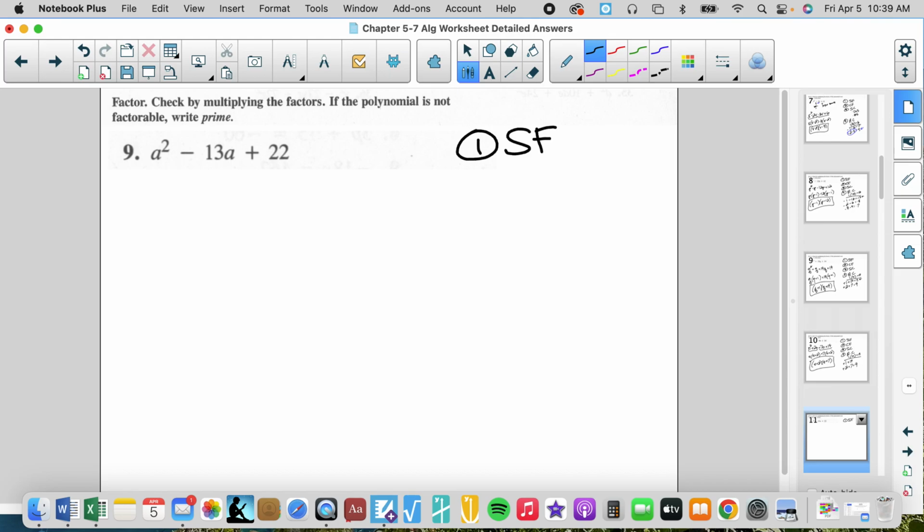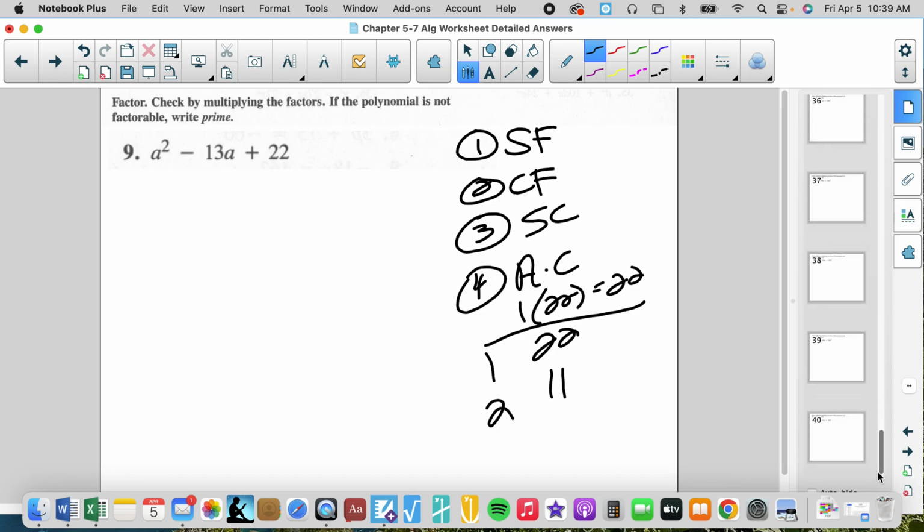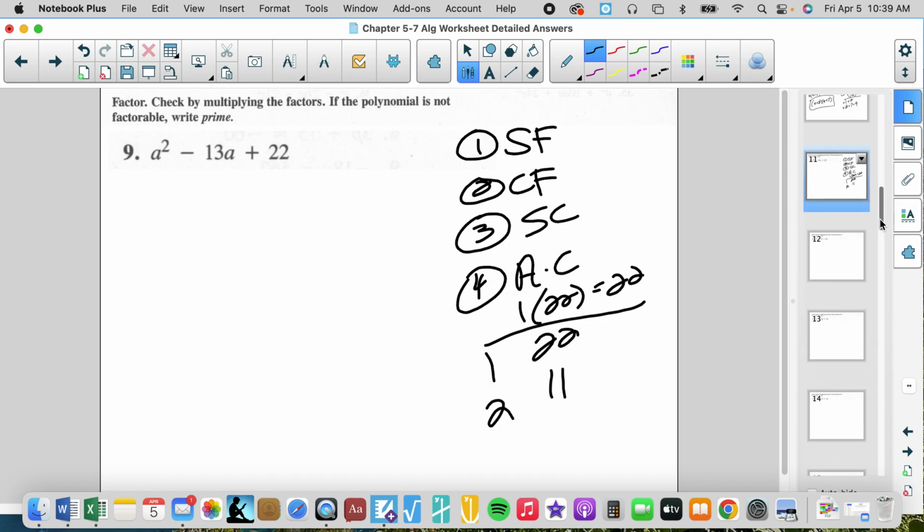Standard form, common factor, special case, A times C, 1 times 22 is 22, 1 and 22, 2 and 11. You're going to see the benefits of doing all of these problems because we have a boatload. This is going to be a long video. We have a boatload of things, but as it becomes more complex, we're going to see where the efficiency and the technique and doing all these helps us.